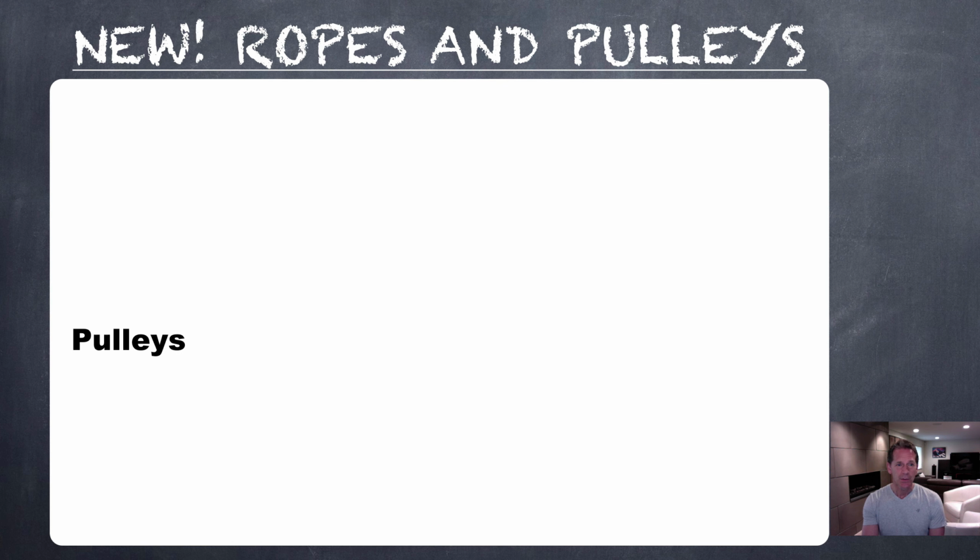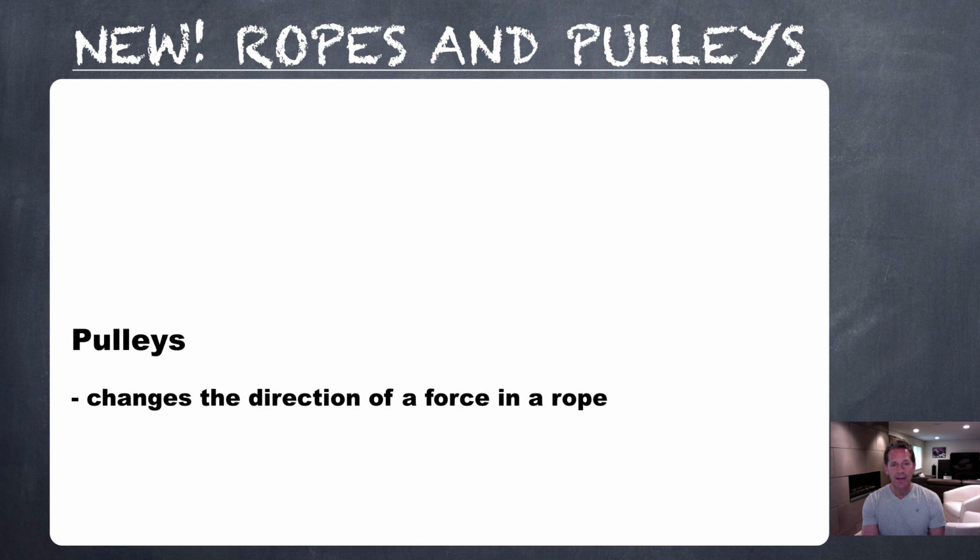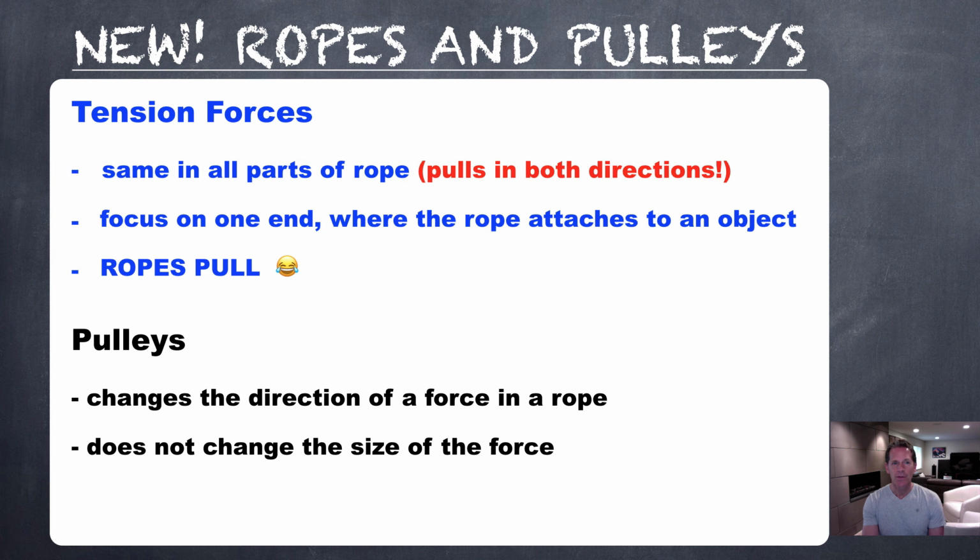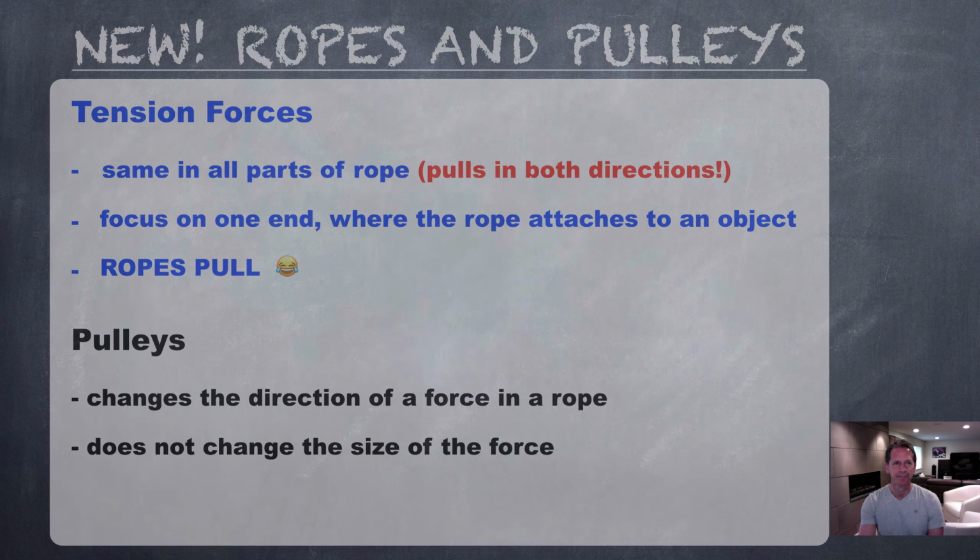So the key idea with pulleys is that they change the direction of the force through the rope, but they don't actually change the size of the force. They just change the direction. Okay? So those are the two ideas we're pulling together: pulleys will redirect a force, and within a rope, the tension force is the same all the way throughout it. And of course, ropes only pull. So, hope that helps as we go forward.